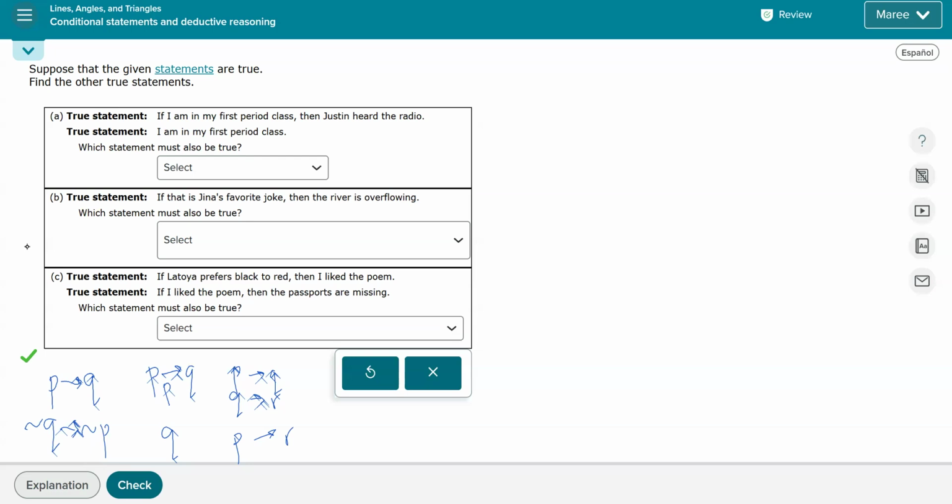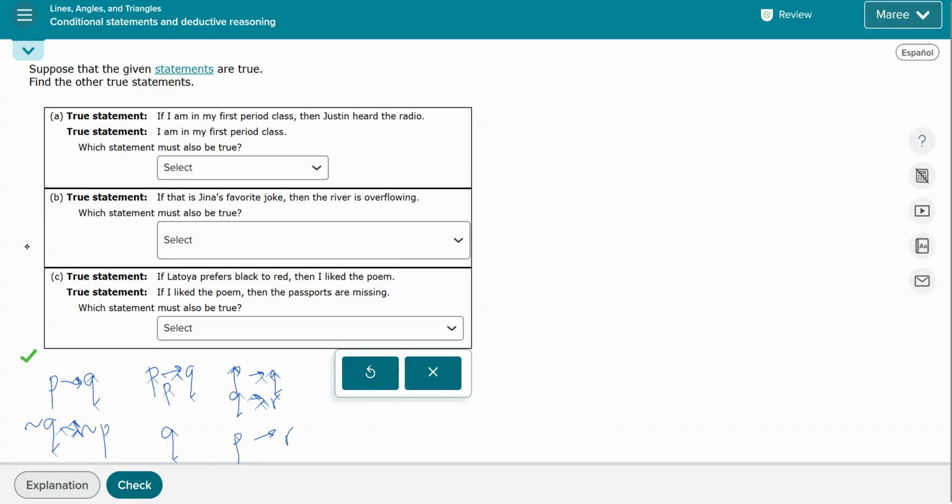This is how we say this. If P then Q is true, then if not Q, then not P will be true. If P then Q and P is true, then Q is true. If P then Q and Q then R, then what's true is P then R.